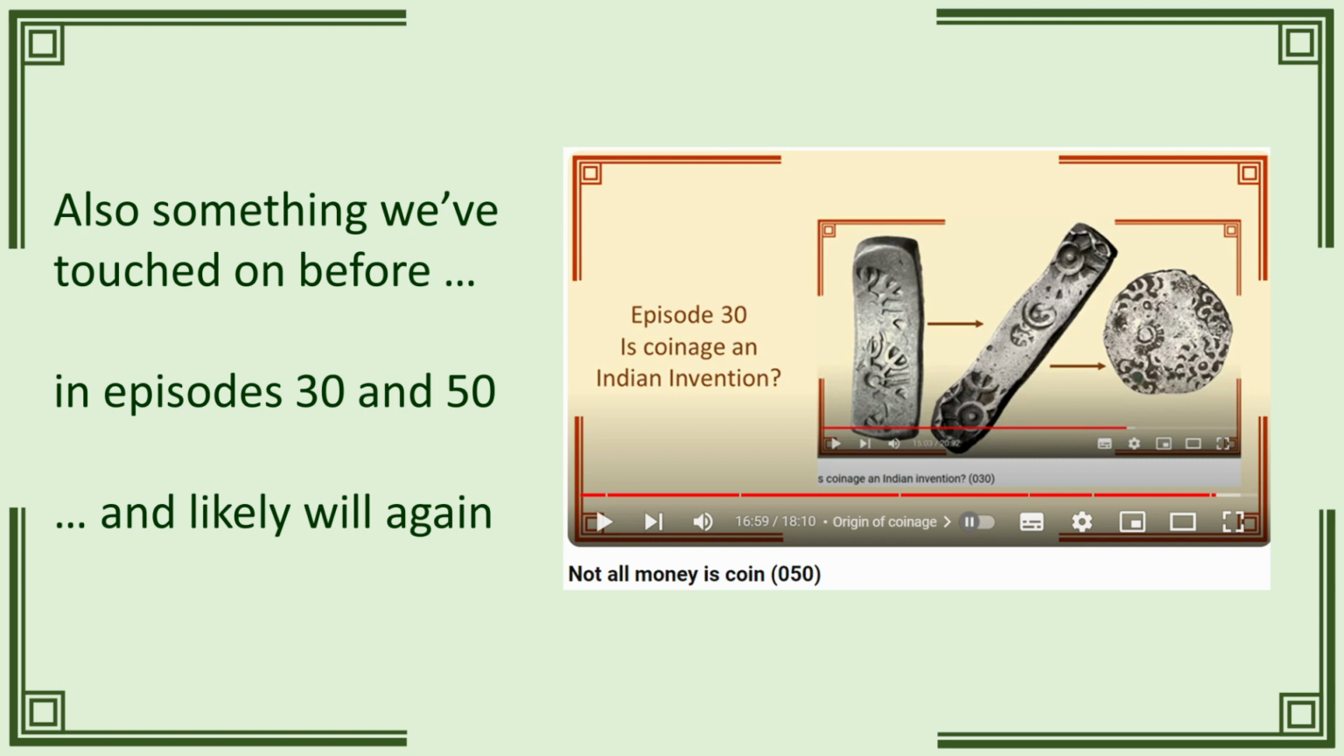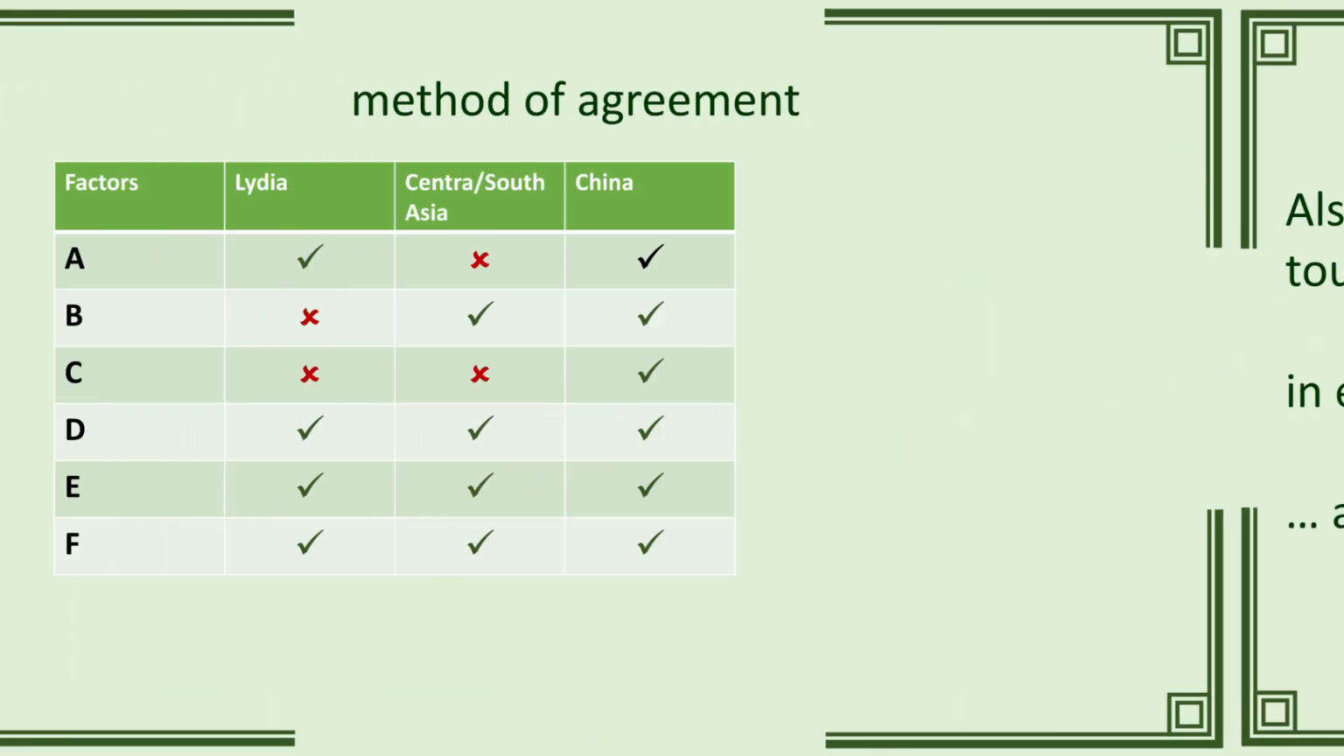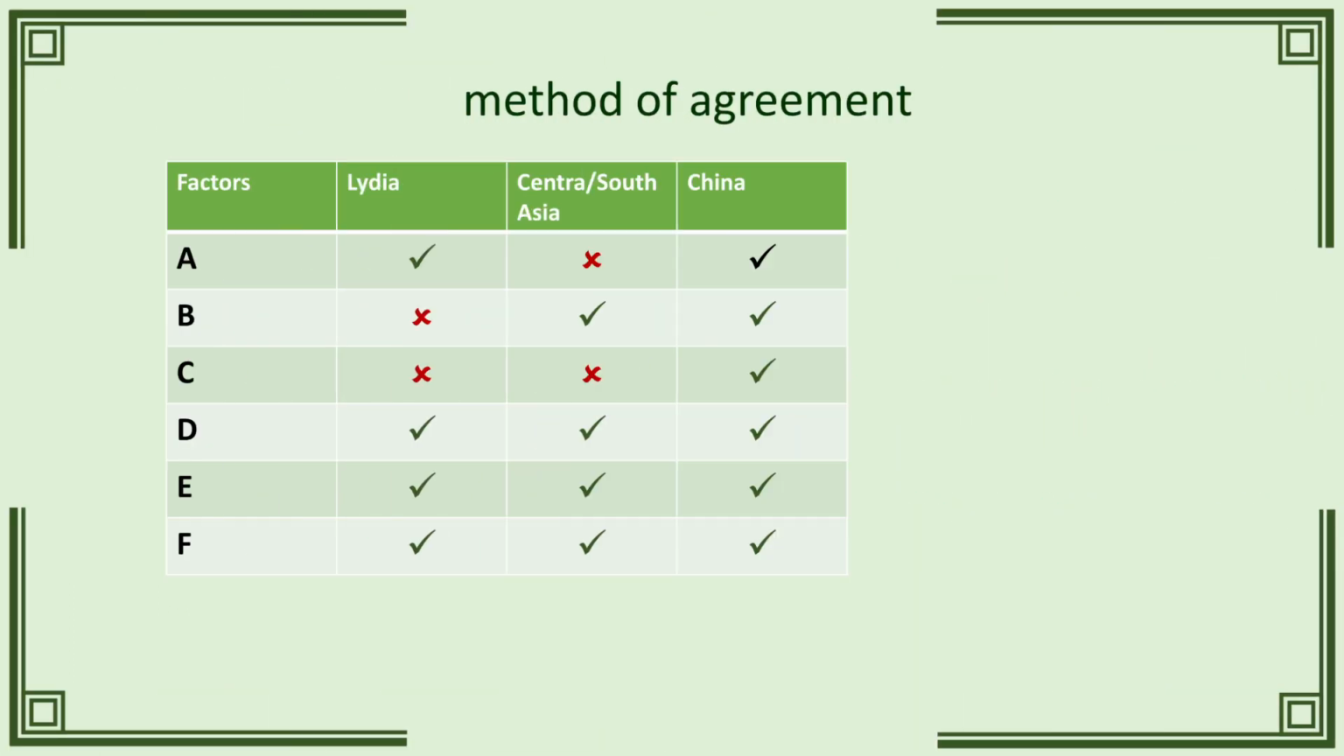Coinage was invented independently in several places in Asia in the mid-1st millennium BC. If we want to understand why it was invented, we can do so comparatively by asking what features the societies in Lydia, Central South Asia, and China shared in common. This would be the method of agreement.